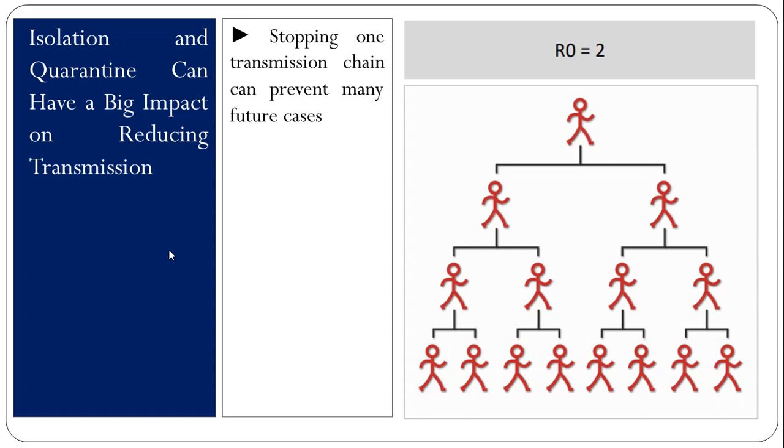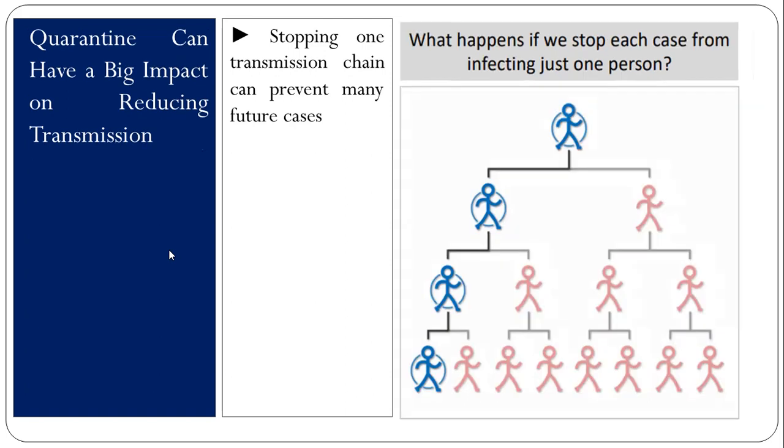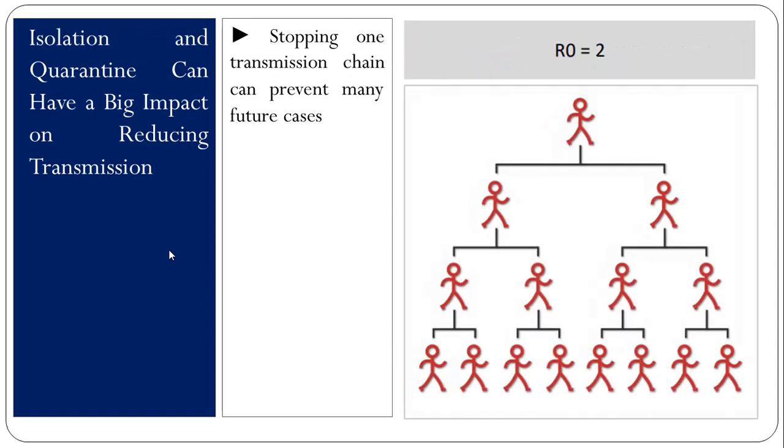As you can see here, if each infected person infects 2 other people, an outbreak can grow very quickly. However, if we can stop just one of those people from being infected at each step, we can easily have a big impact on the total size of the outbreak and reduce transmission. Here in this picture you can see we basically have to stop this chain reaction.